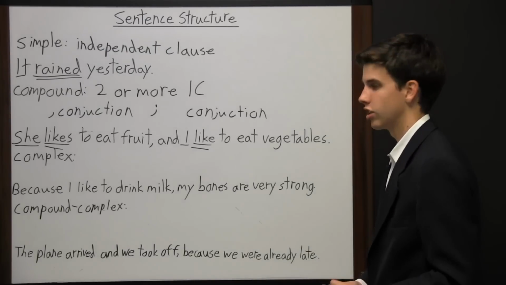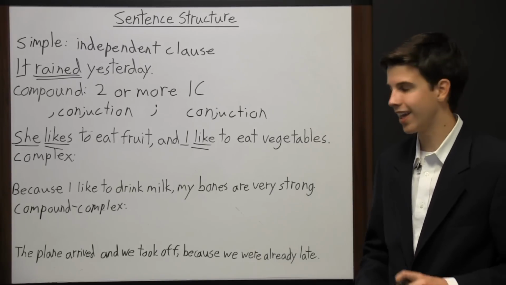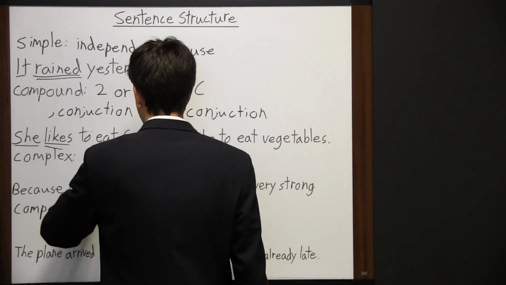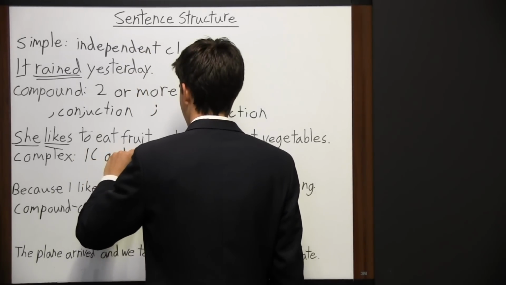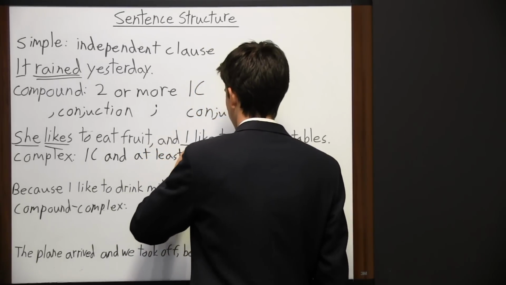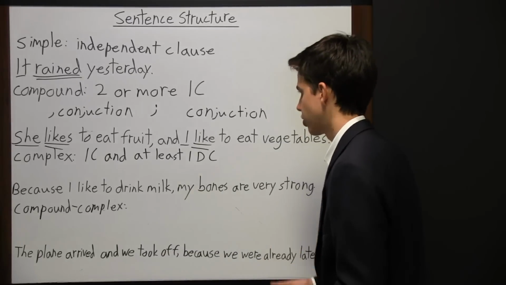Now the third sentence structure is a complex sentence. It has 1 independent clause and at least 1 dependent clause. So I'm going to write here independent clause and at least one dependent clause. So an example of that is, because I like to drink milk, my bones are very strong.